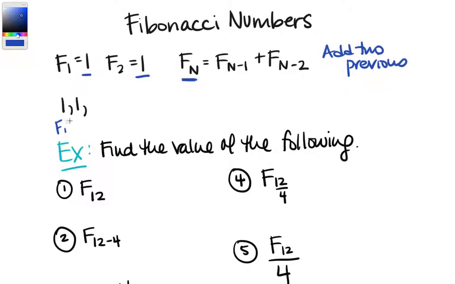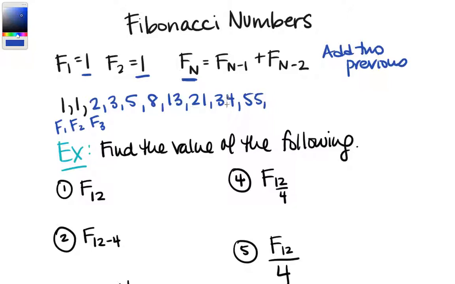So we have F1 and F2. To get F3, we add them together. 1 and 1 is 2. To get the next one, 1 and 2 is 3. 3 and 2 is 5. 3 and 5 is 8. 5 and 8 is 13. 8 and 13 is 21. 13 and 21 is 34. 21 and 34 is 55. 34 and 55 is 89. 55 and 89 is 144, and on and on and on. The sequence keeps going on forever.